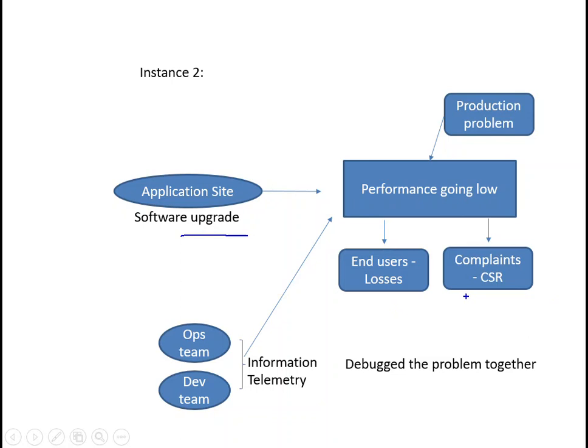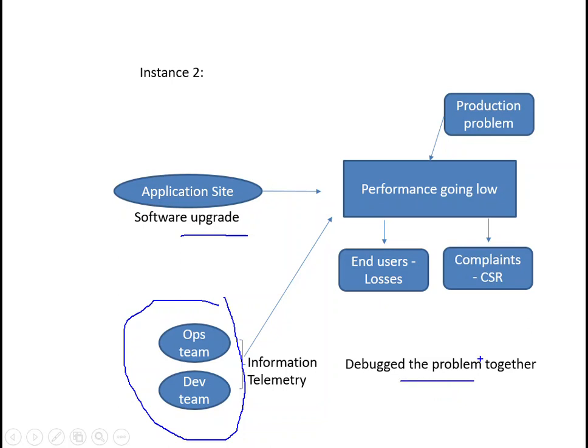complaints started coming to the CSRs, customer service representatives, and they in turn started following up with the team on the issue. At this instance, both the operations and dev teams immediately came together, with the telemetry details provided by the operations team to the development team. They could debug the problem and identify that there was some problem in the load sharing aspect, and hence the performance was slow.